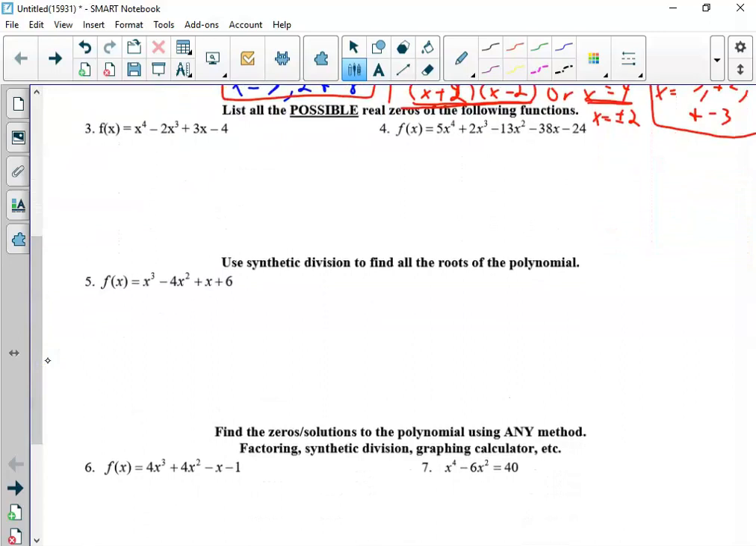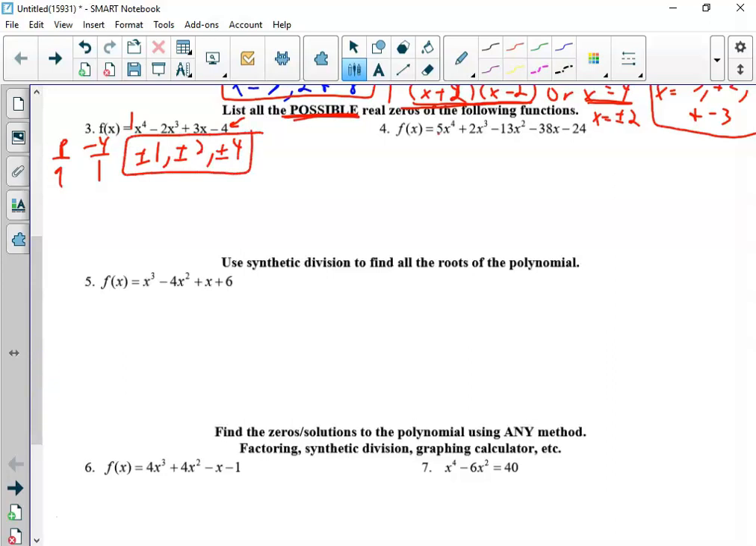Okay, on this one, a lot of people want to go all the way on this problem. All you need to do is identify the possible. So there's my Q, there's my P. P over Q, factors of negative 4 over the factors of 1. If it's just the factors of 1, plus or minus 1, plus or minus 2, plus or minus 4, I am finished.